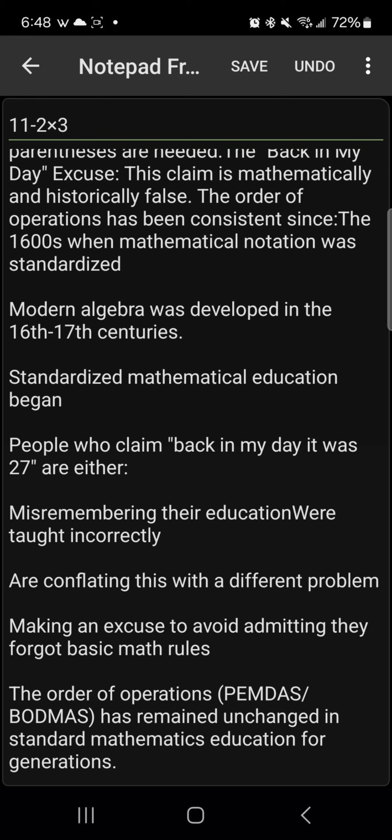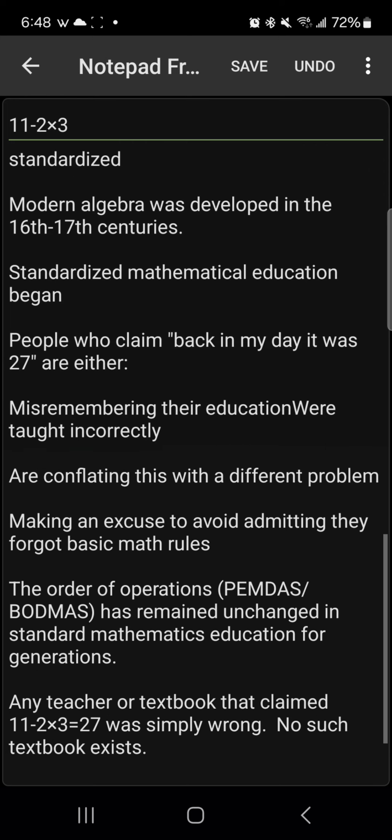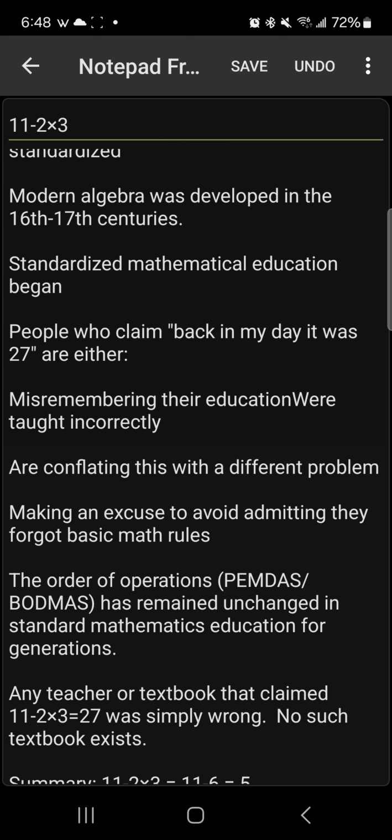Now, I also will see people use the excuse, well, this isn't algebra, so you don't use the order of operations. And that's also baloney. Order of operations applies to algebraic and non-algebraic equations or expressions. Standardized mathematical education began a long time ago. People who claim back in my day it was 27 are either misremembering their education. There's the small chance that they were taught incorrectly.